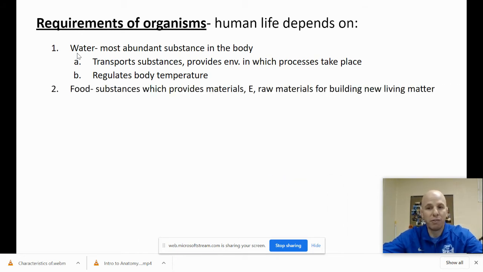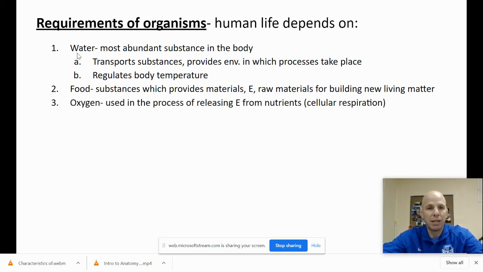Number two, we need food. Food gives us energy, gives us raw materials to build, makes you healthy. Number three, we need oxygen. Oxygen, again, we can go back to biology many times this year, but I use oxygen to give me energy.